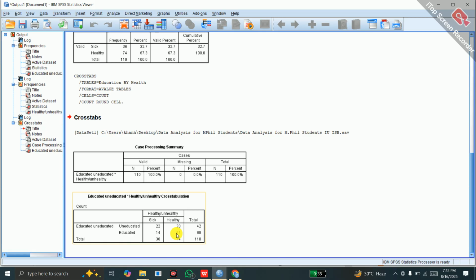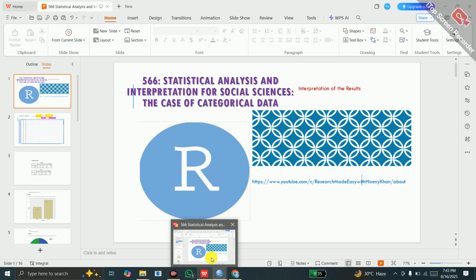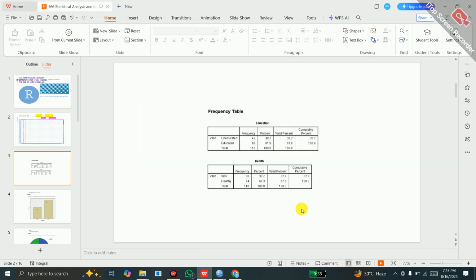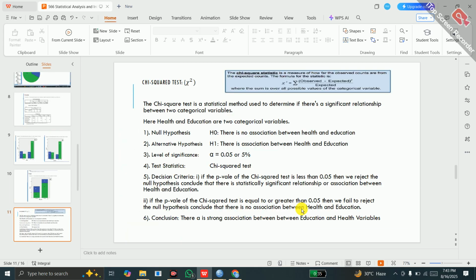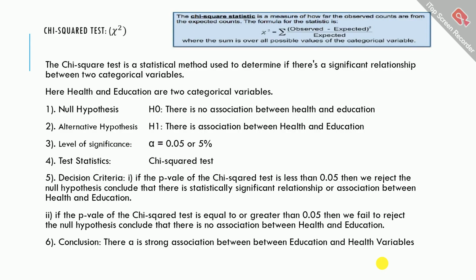Yes, we can do that, and in order to study the association between these two variables, I would like to use a chi-square test. Let me first share with you how we can do a chi-square test. Here is the chi-square test procedure. The chi-square test is a statistical method used to determine if there is a significant association between two categorical variables. Here the two categorical variables are health and education.